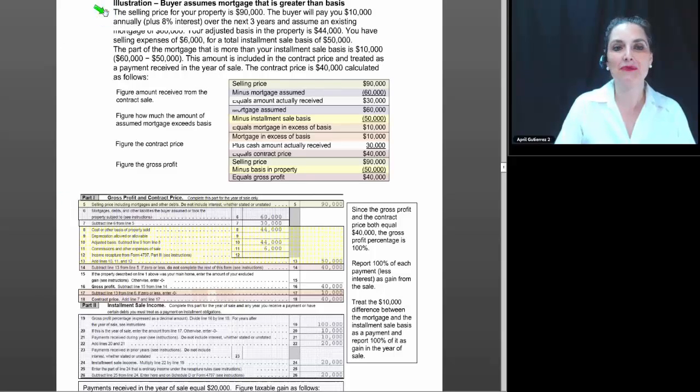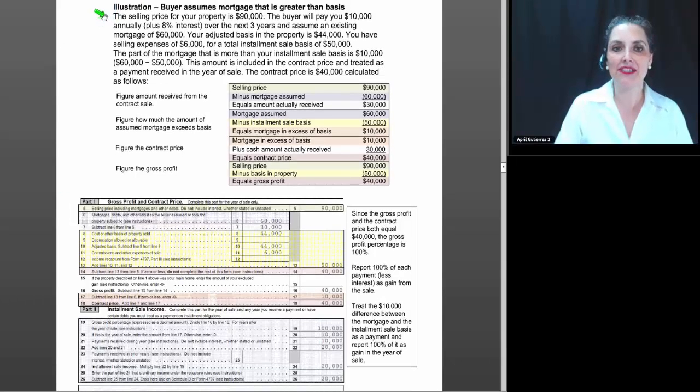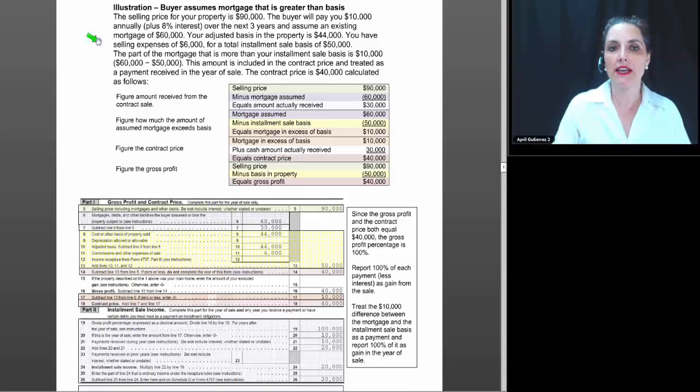The selling price for your property is $90,000. The buyer will pay you $10,000 annually plus 8% interest over the next 3 years and assume an existing mortgage of $60,000. Your adjusted basis in the property is $44,000. You have selling expenses of $6,000, which takes your total installment sale basis to $50,000.